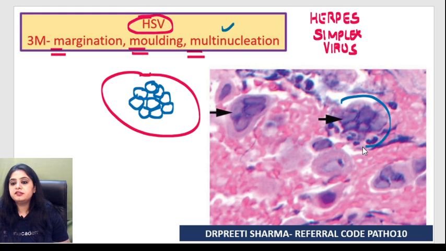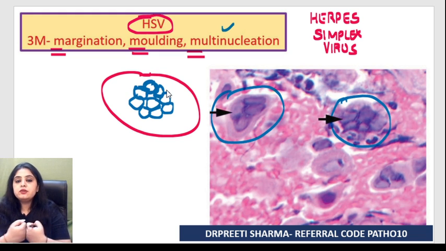So let me pick up this cell, and yes, 1, 2, 3, 4, 5, 6, 7 multiple nuclei. Over here also 1, 2, 3, 4 multiple nuclei. Then all those nuclei are fitting into each other. They're not separate. They're trying to take each other's shape. See, this is fitting into this. This is fitting into this. All of them are like stones which are trying to press on each other. So they're showing molding. And what is margination? The peripheries of the nucleus are darker.